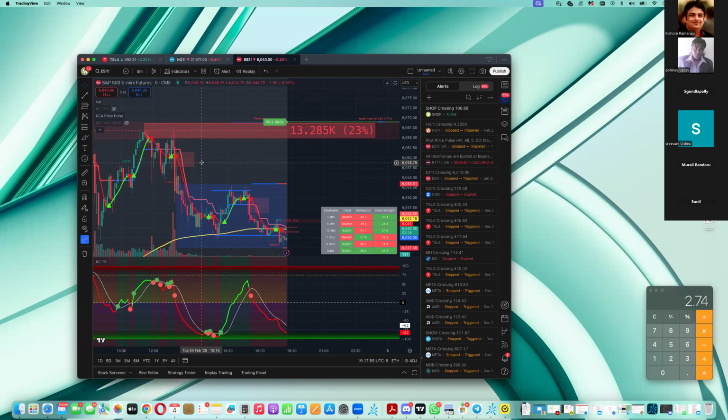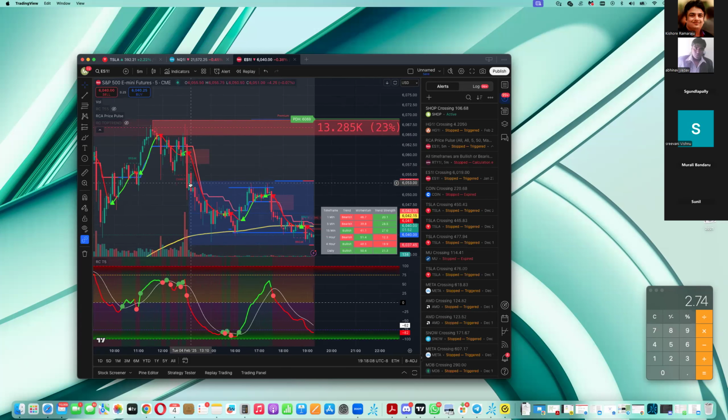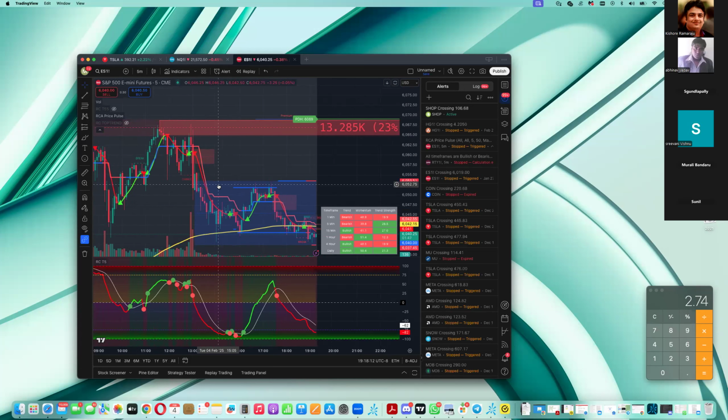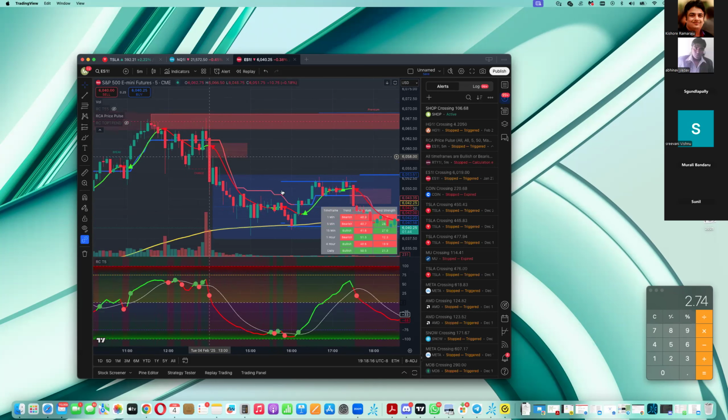Again, if you see after that big red candle, a green candle immediately tried to go up. That shows sellers are pushing the price down. There are more sell orders here, right? They are not letting it go to the top. In the same way, if you see green boxes, they will act as a support.